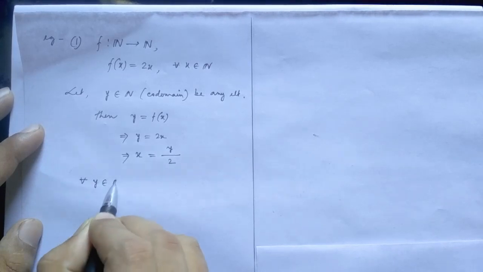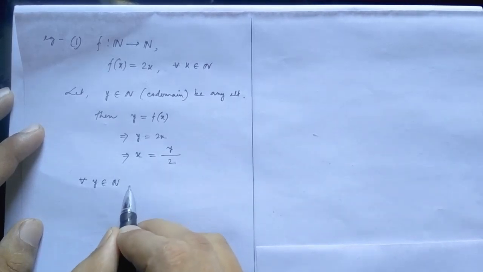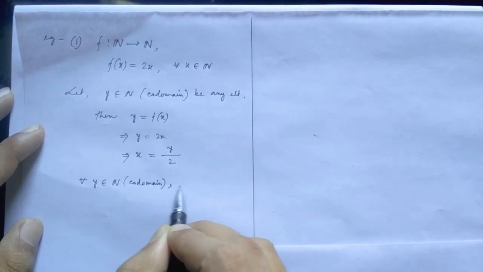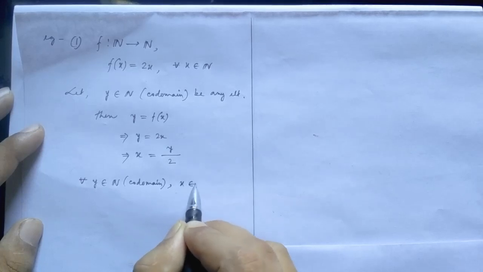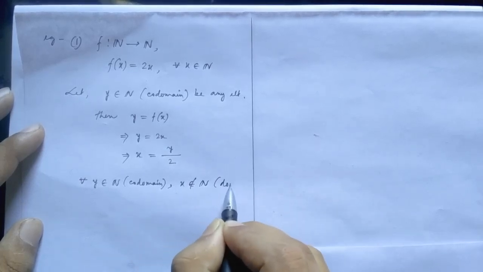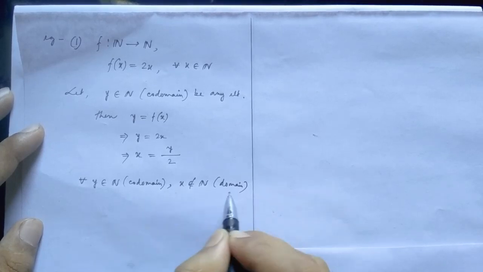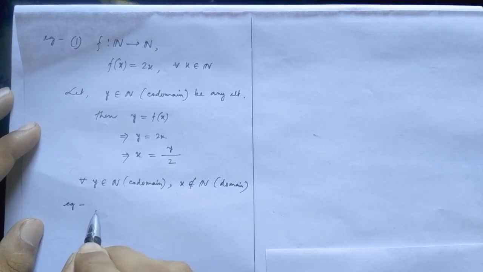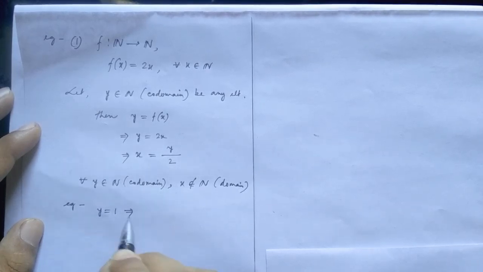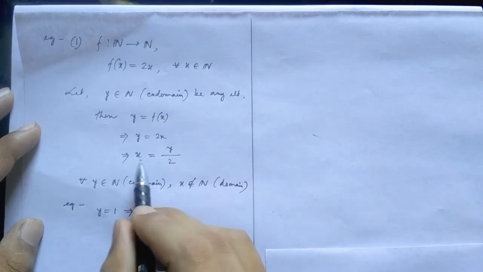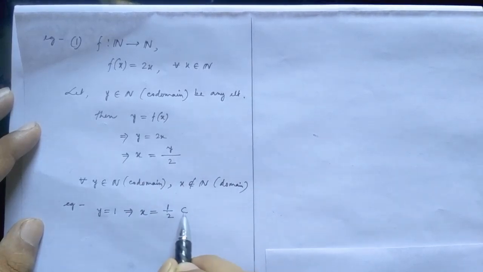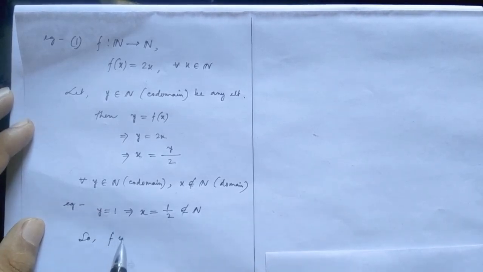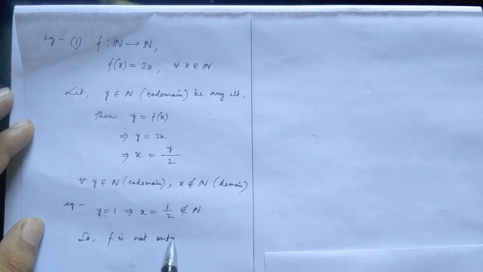For all y belongs to N, this is the codomain, x does not belong to N. You can find it easily by taking some example. Suppose you take y equal 1, then x equal 1 by 2, and clearly this does not belong to N. So f is not onto.